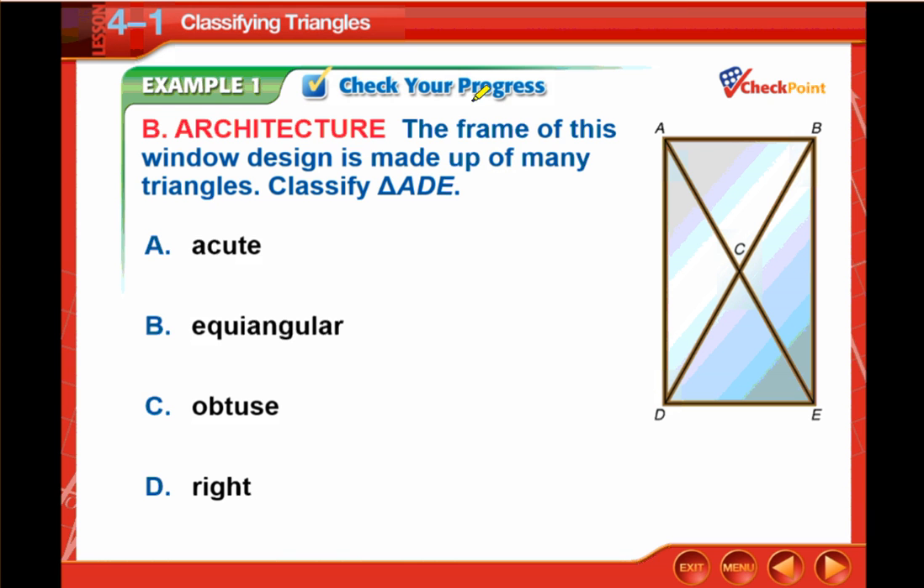And then for question B, the frame of this window design is made up of many triangles. Classify triangle ADE. So let's find triangle ADE. Here's ADE. So that's triangle ADE. And triangle ADE would be a right triangle because angle D, or we shouldn't really call it angle D because there's more than one angle at vertex D. We should refer to it as angle ADE. This angle ADE is a right angle, and so we would classify that as a right triangle.